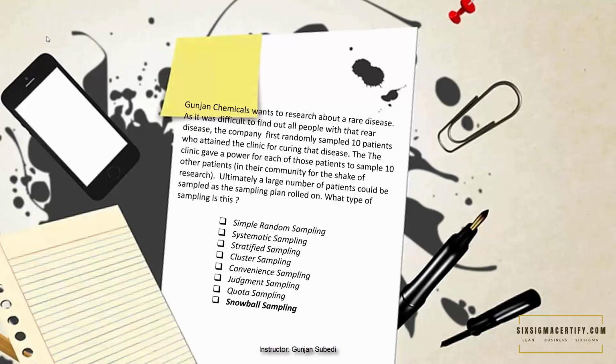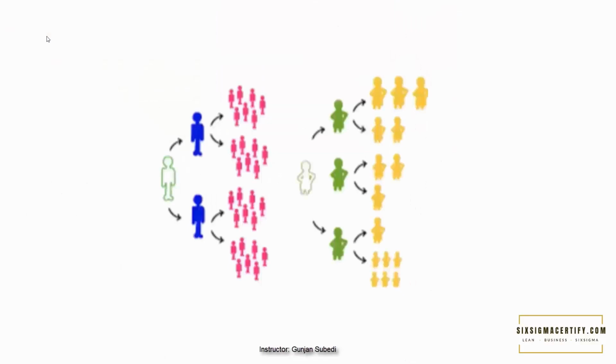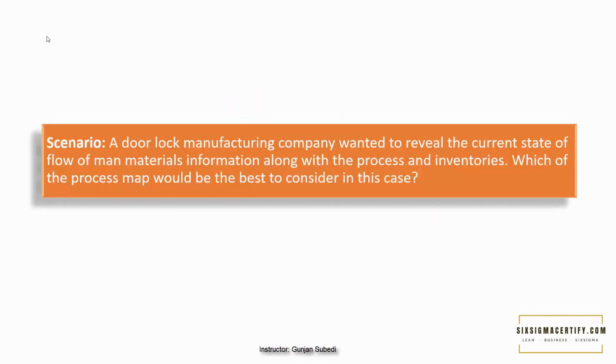The correct answer to this question is snowball sampling. We usually use the snowball sampling when subjects are hard to locate. And here, primary group of samples sample other group with similar kinds of characteristics. So this is called snowball sampling because as we move on, the number of sample size goes on increasing. Let's see the third scenario.